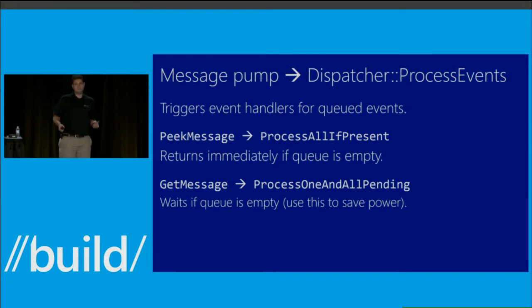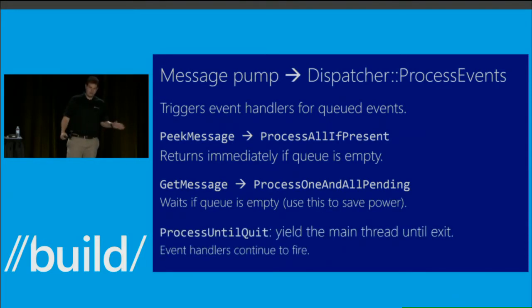This is actually useful if you want to save power, for example, if you're running on a tablet, because what you can do is if your window has lost visibility, for example, you can actually start using ProcessOneAndAllPending so you can yield your thread, which will reduce power consumption. It will obviously continue to receive events, so if you start receiving more events, you can move back to the ProcessAllIfPresent option.